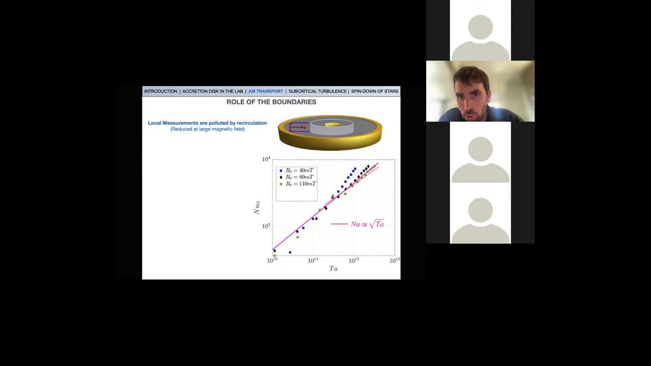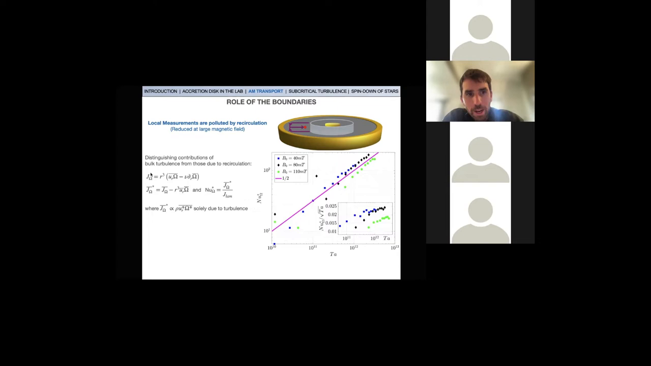So this recirculation creates some additional value of the Nusselt number. When we increase the magnetic field, we go to two-dimensional turbulence. The recirculations become much smaller, and then you can get closer to the Kraichnan regime.